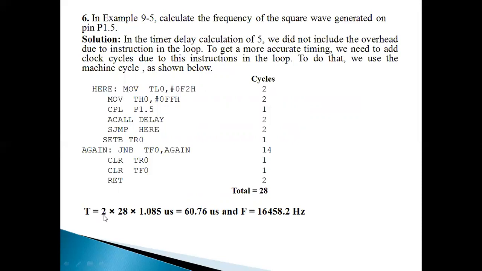Now, time period equals 2 times 28 times 1.085. This 1.085 is the timer's clock period, and 28 is the total number of cycles required. Since the delay is called 2 times, we multiply by 2. So overall, it is 60.76 microseconds. If you get T, you can find F, since T equals 1 by F and F equals 1 by T. We will get the frequency as 16 kilohertz.